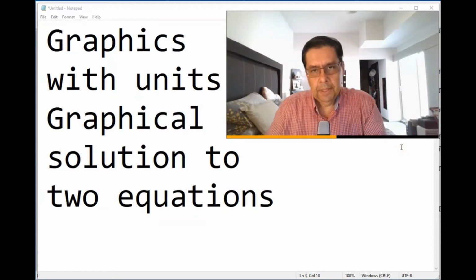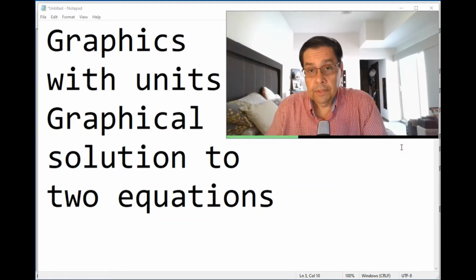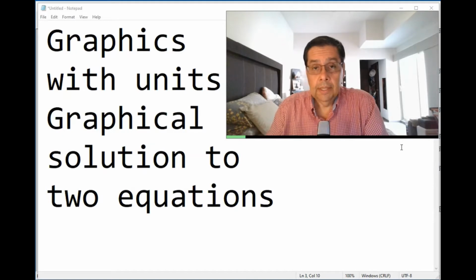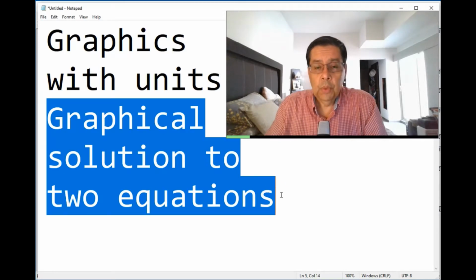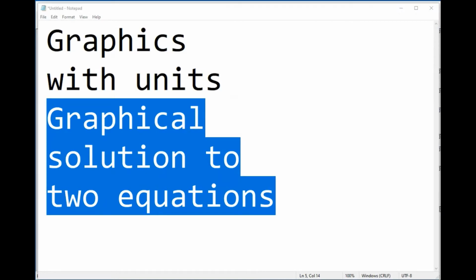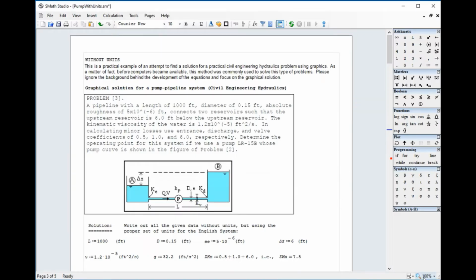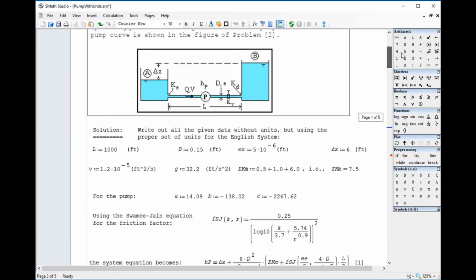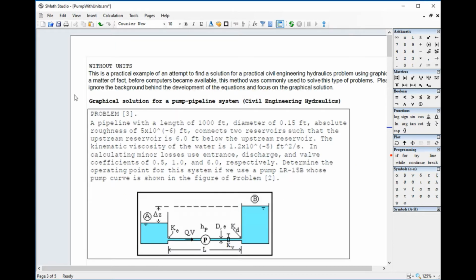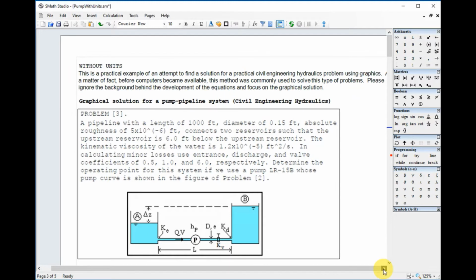In the present video, we're going to discuss the use of units when developing equations that are going to be put in a graphic. We're going to repeat the case of the graphical solutions to equations when units are included. For that purpose, we're going to go to this SMath Studio worksheet in which I'm going to review a little bit what we did in the last class.